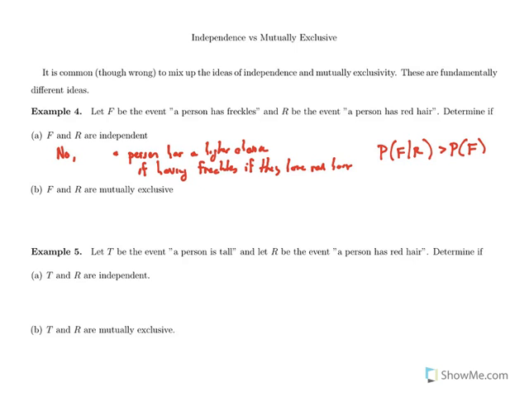Next question, are they mutually exclusive? Mutually exclusive means we're looking at the set F intersect R. Can these two things happen at the same time? And they definitely can. That's kind of the whole part of the first question. There are people that have both red hair and freckles, so these are not mutually exclusive.